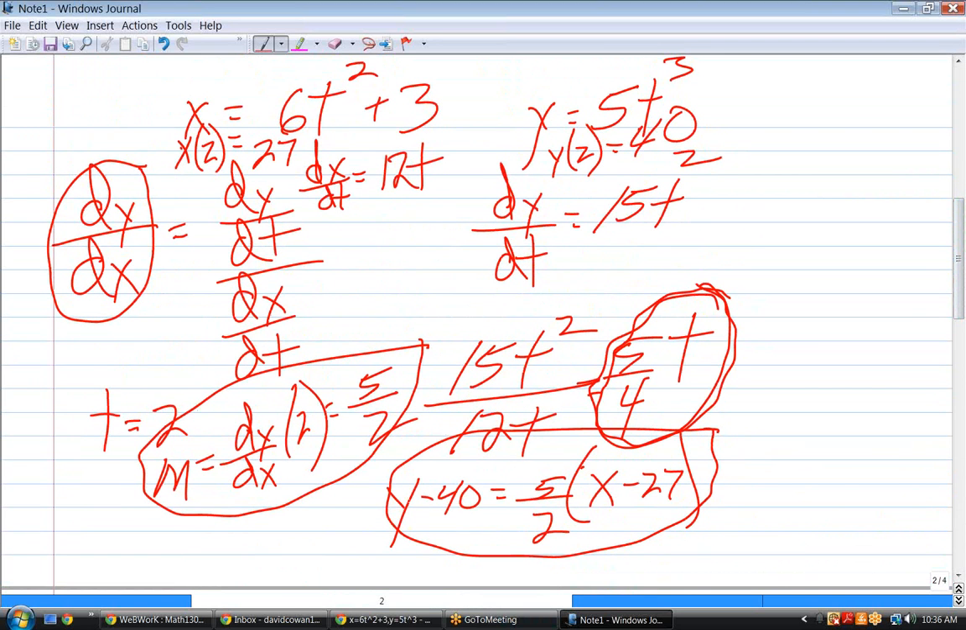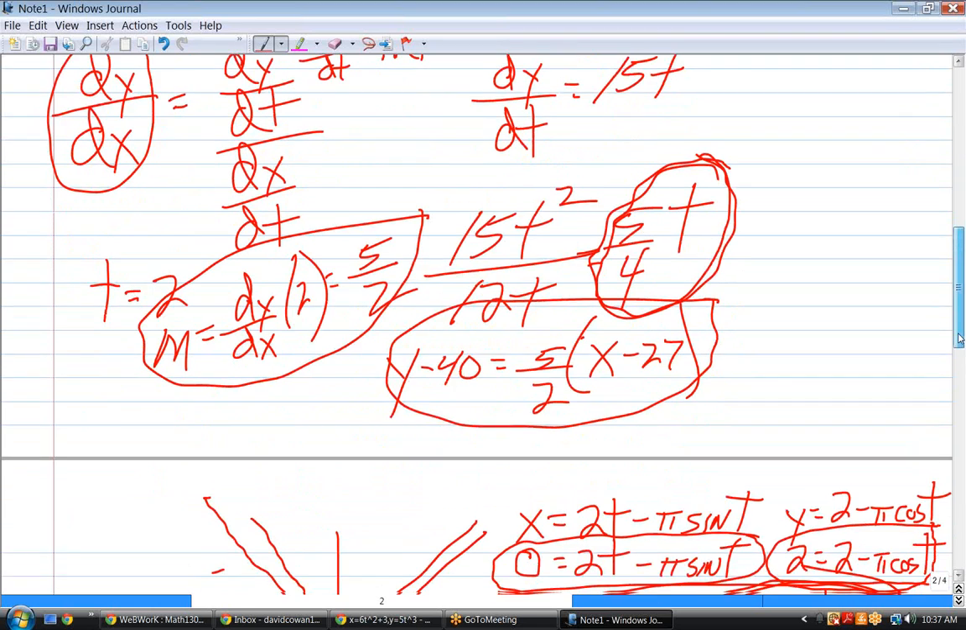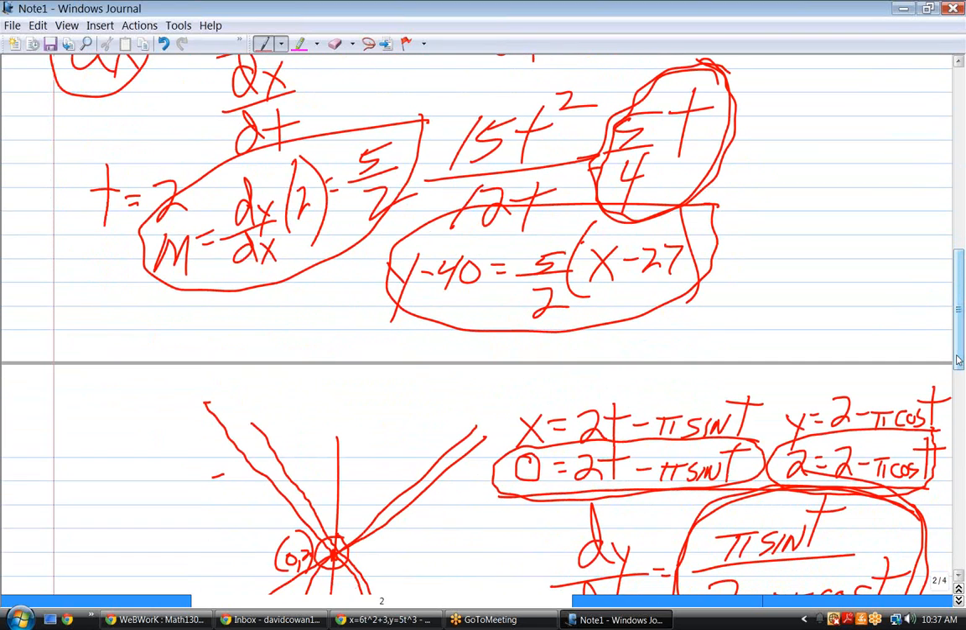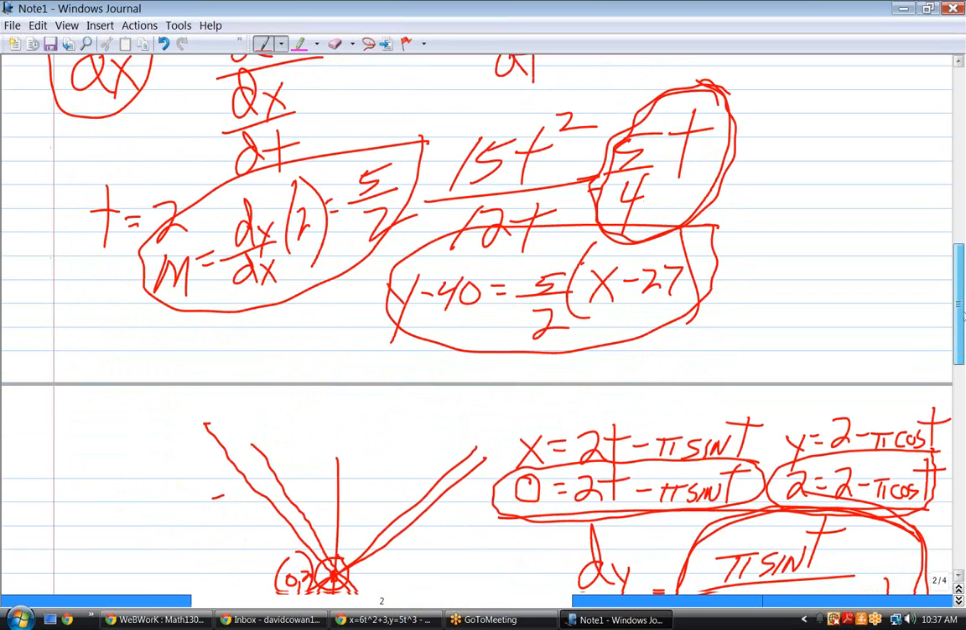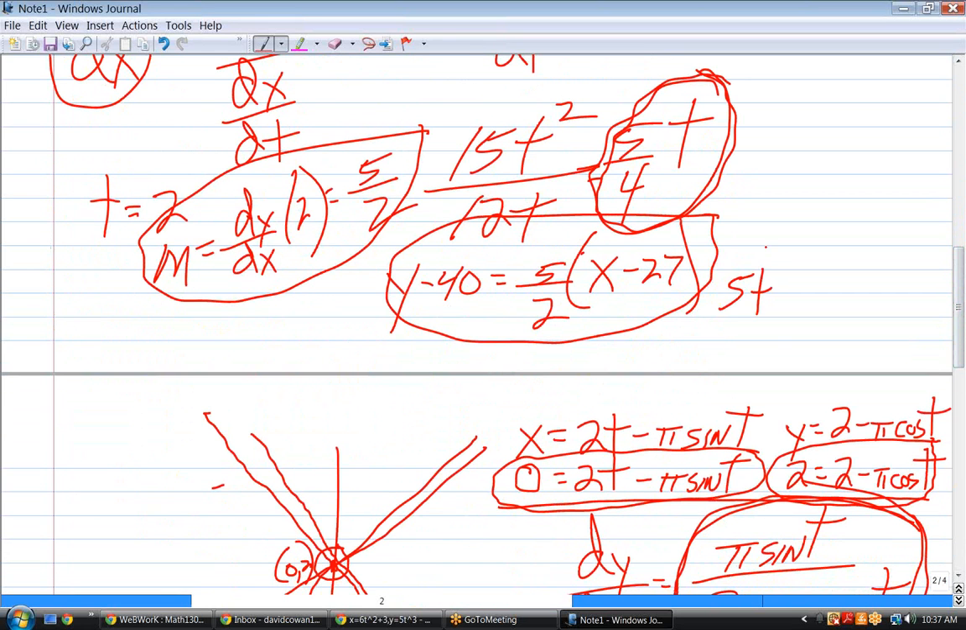What we need to do is plug in 5t cubed for y, and then we will have x as a function of t. And we'll plug in this for x, and we'll have the function y. This should work. Let's see what we get here. We're going to start with plugging in y, which is 5t cubed. So we have 5t cubed minus 40 equals 5 halves x minus 27. If we solve that for x, we should have what they're looking for.